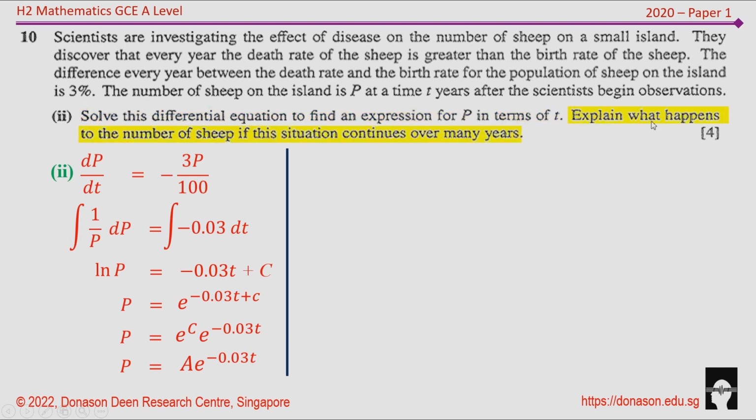Now the next part of the question is asking: explain what happens to the number of sheep if this situation continues over many years.